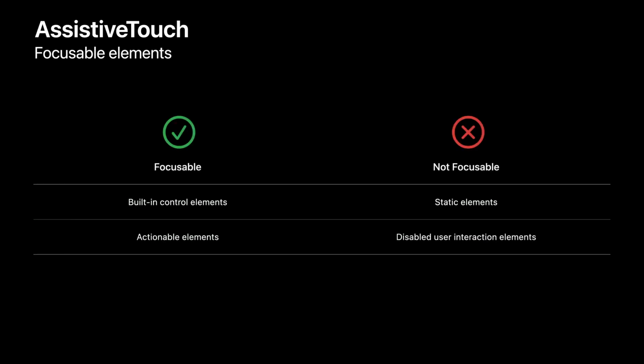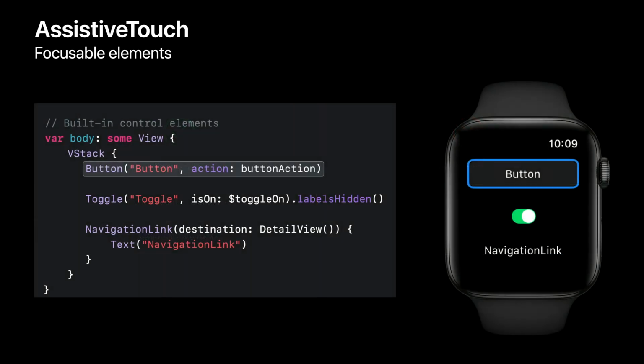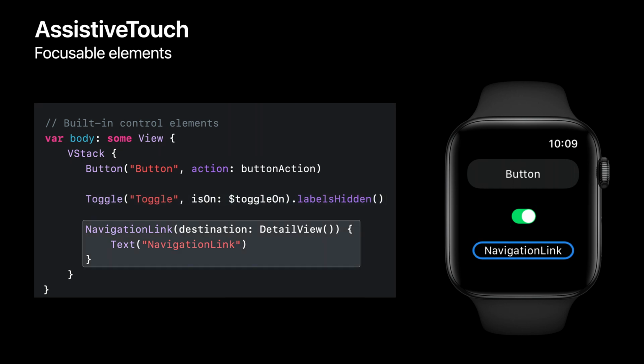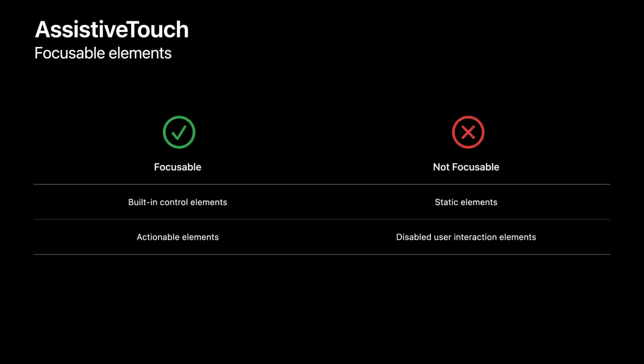Let's begin with focusable elements. This table gives a general overview of which elements are focusable by AssistiveTouch. Only interactive elements that respond to user interaction are focusable. SwiftUI provides built-in control elements to handle user interactions. These elements are interactive and focusable. In your view, if you have a button, a toggle, or a navigation link, these elements can be focused by default. Actionable elements are focusable by AssistiveTouch because they have an action or are defined to be interactive.